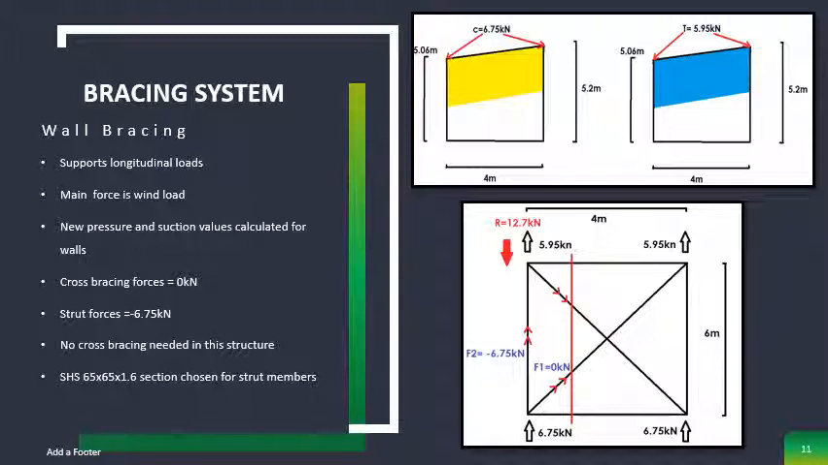In the roof system, to our surprise, the cross bracing actually carried 0 kilonewtons of force, while the struts themselves carried negative 6.75 kilonewtons of force, meaning that in our shed no cross bracing was required in the roof. Our strut member was a square hollow section, and it was chosen because it was the most economic choice.